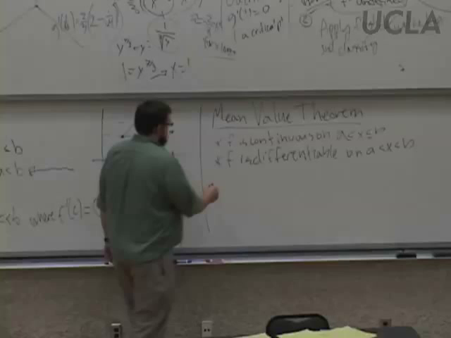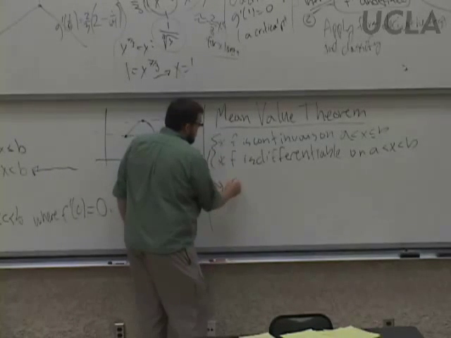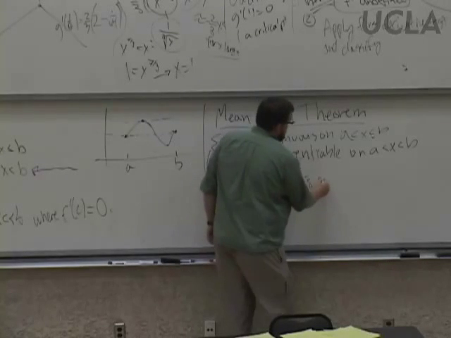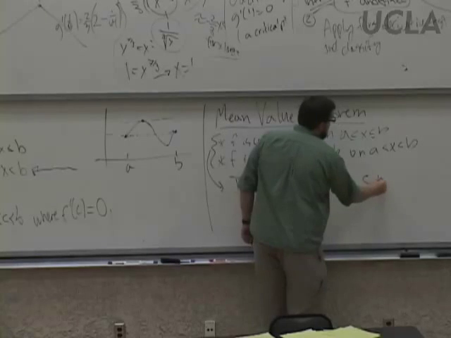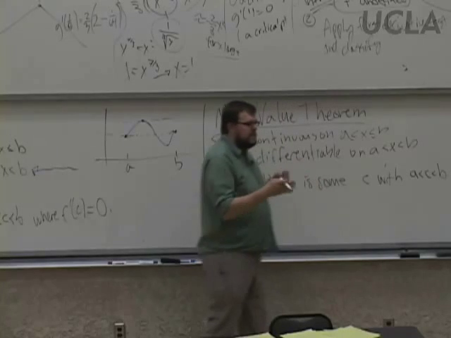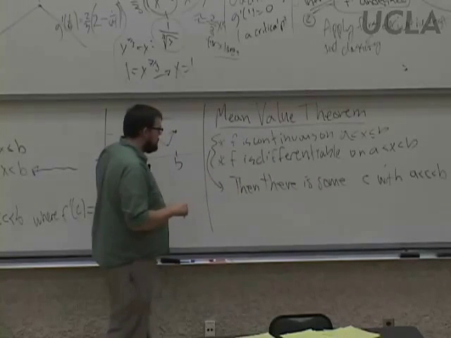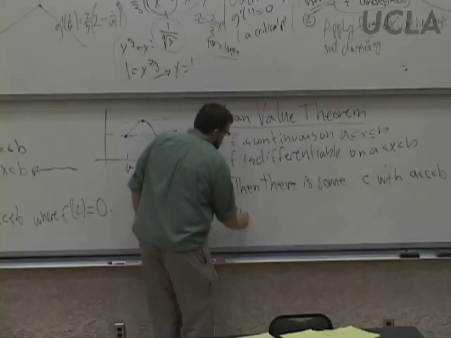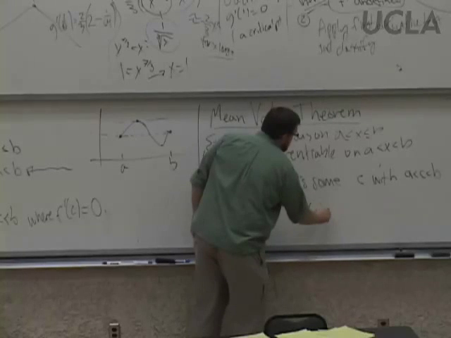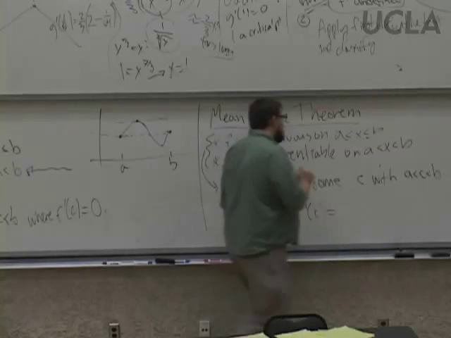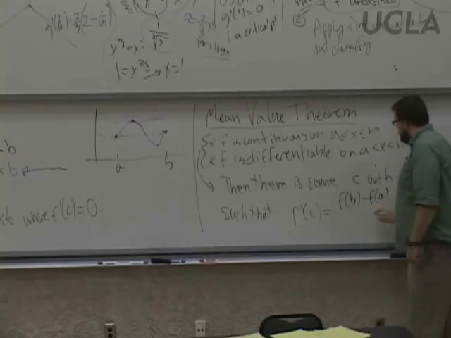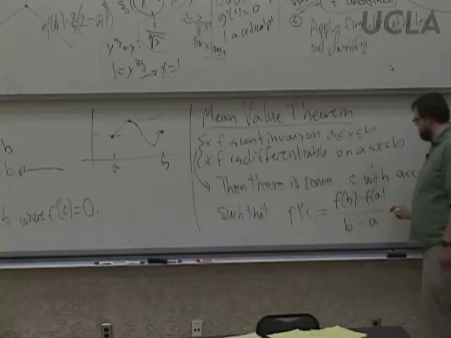And here's the conclusion. If we have these two facts, then there is some c with a less than c less than b. So again, as before, there's some point in between a and b such that f prime of c, now in this case, it's not 0. It's equal to f of b minus f of a over b minus a. That's the mean value theorem.